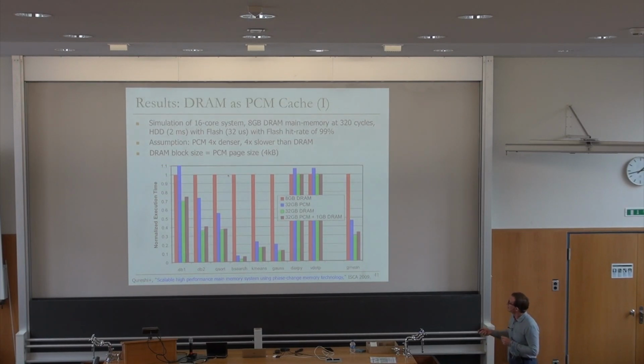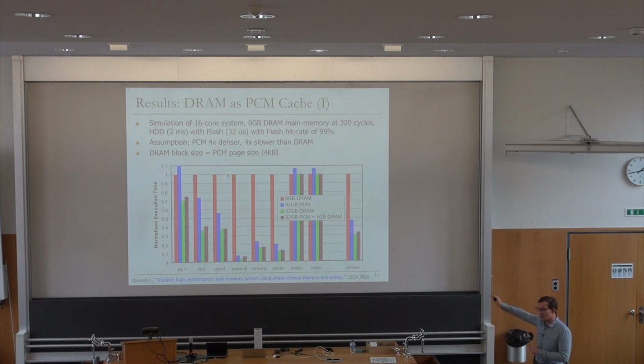Okay, so basically what they did was they simulated a 16-core system with 8 gigabytes DRAM memory and some cycles. You can take a look at it. It was a more probabilistic simulation that they assumed a flash hit rate of 99%, for example. And these were the hard disk parameters and flash parameters. As you can see, it's 2 milliseconds to access the hard disk and 32 microseconds to access the flash.